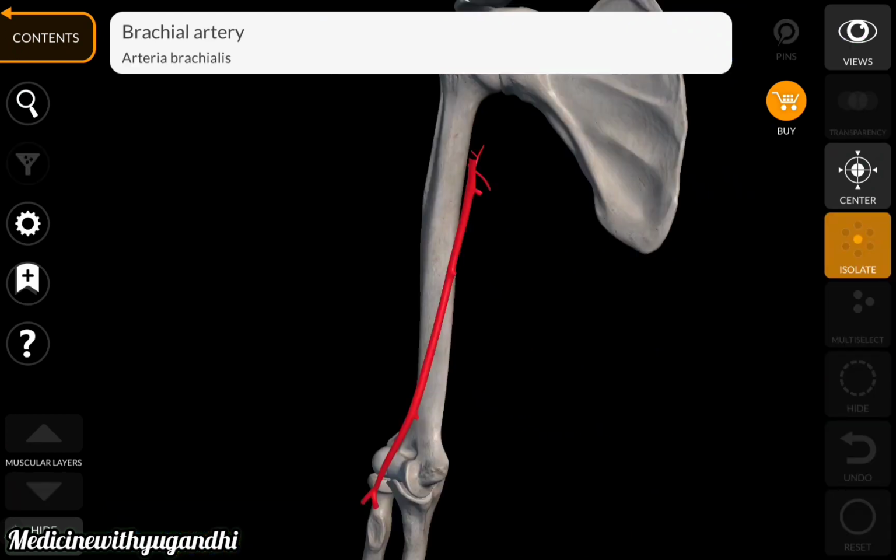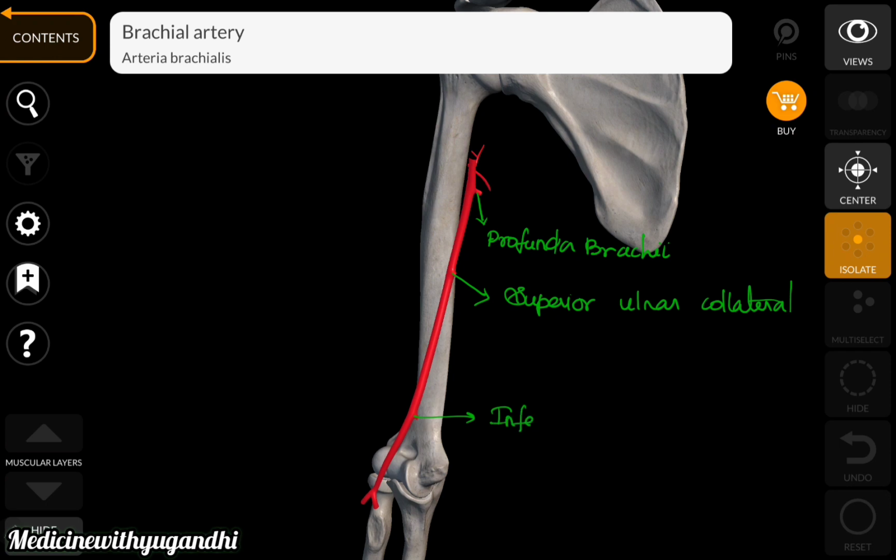Coming to the branches of the brachial artery, here you could notice some unnamed muscular branches, and then this is the profunda brachii artery, and here you could see the superior ulnar collateral, and here the inferior ulnar collateral, and here you can see at the elbow this brachial artery terminates by dividing into the radial artery and the ulnar artery.